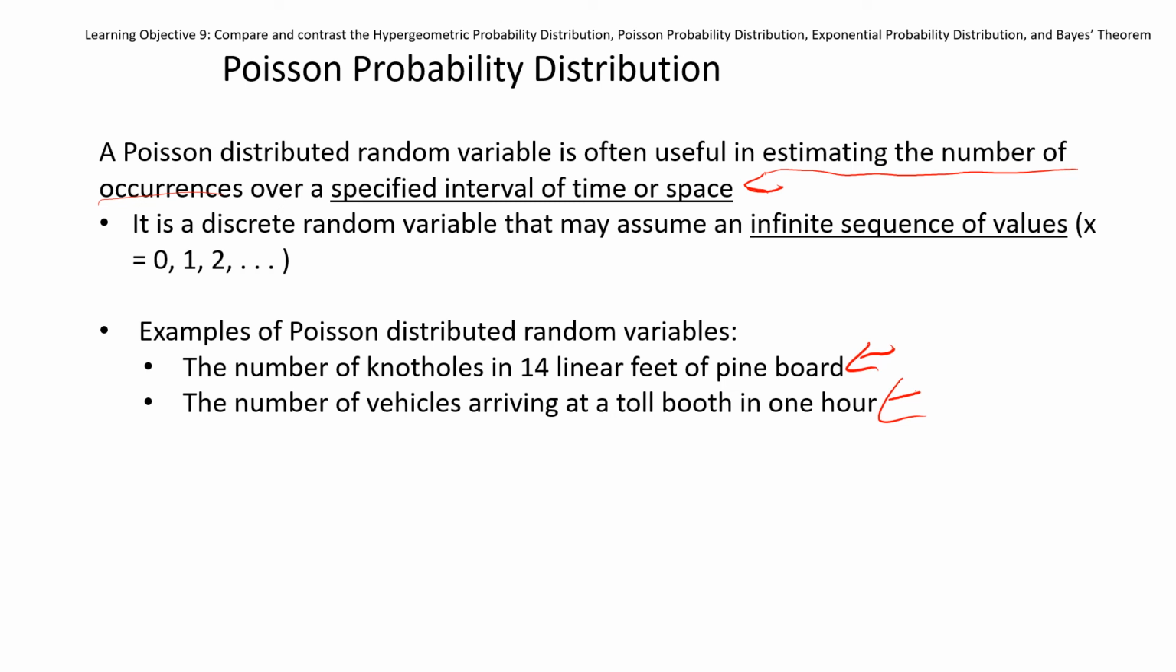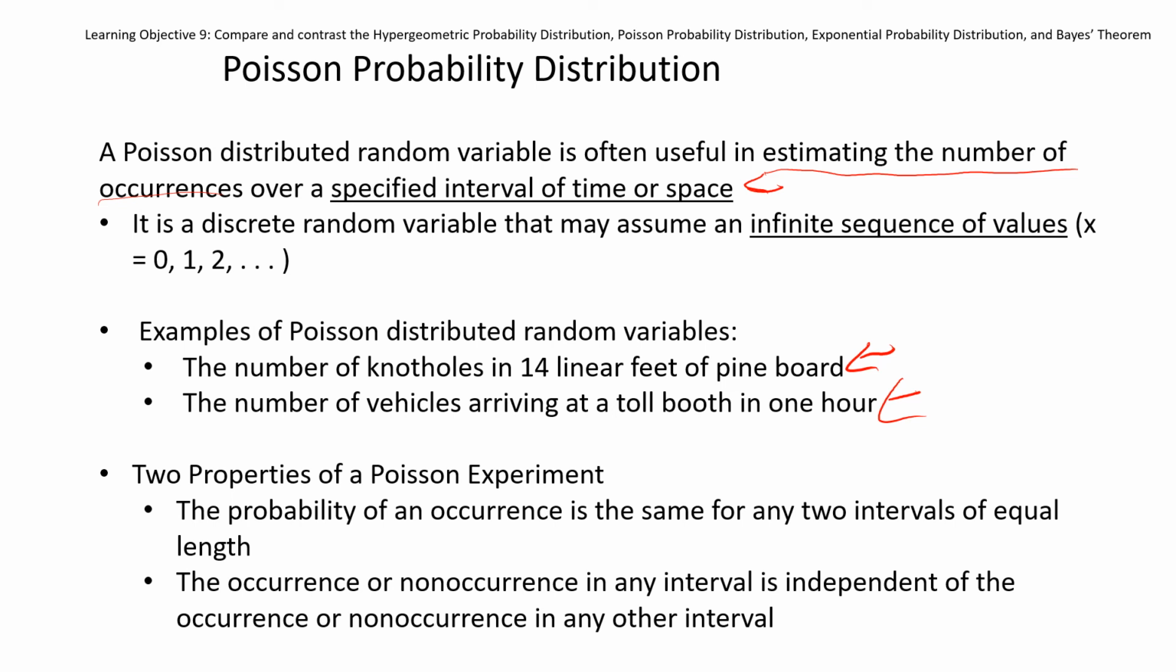When we're talking about the Poisson probability distribution, it's interesting that the probability of occurrence is the same for any two intervals of equal length. So again, they have to be the same. The probability can't change, and the occurrence or non-occurrence in any interval has to be independent of occurrences or non-occurrences in any other interval. So technically, when we looked at the toll booth, it wouldn't fit 100% in Poisson if we were looking at it in a 24-hour period.